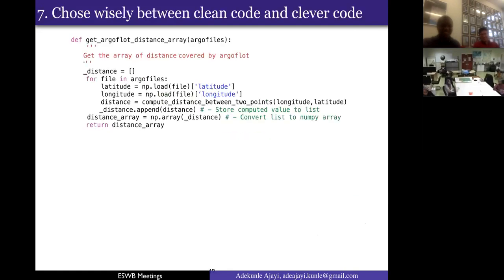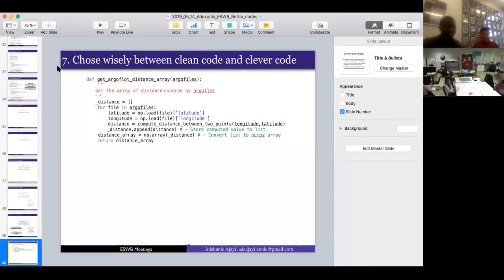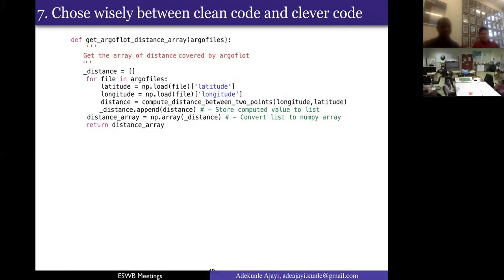So the next idea or the next advice I will give is choose wisely between clean code and clever code. And what am I trying to say here? Now, in this function, get argo flow distance array, I'm looping over a file, which is actually called file in argo files, and I'm getting the latitude and I'm getting the longitude. And from these two quantities, I am computing the distance from the function that we previously defined called compute distance between 2 points. And after that, I am adding this distance to a list in Python. Then after that, I am converting this list to a NumPy array.